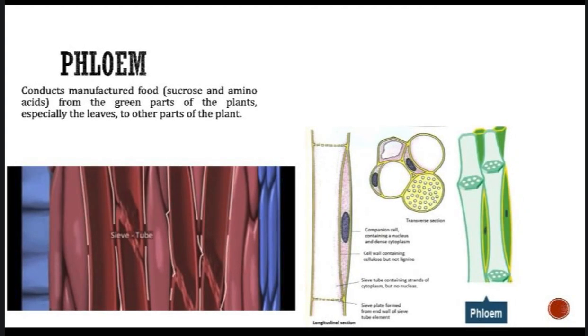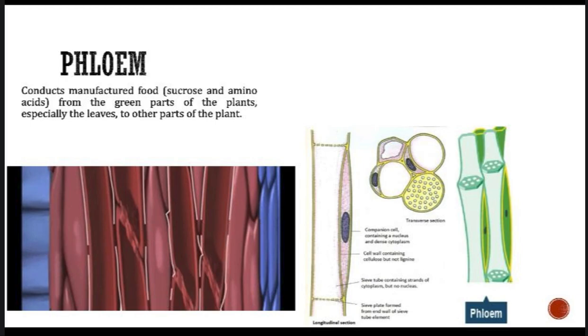Let's move on to the phloem. The phloem is going to conduct or transport manufactured food from photosynthetic cells. So it's going to transport sucrose and amino acids from different green parts of the plant, especially from the leaves, because this is the main structure where photosynthesis will be taking place.